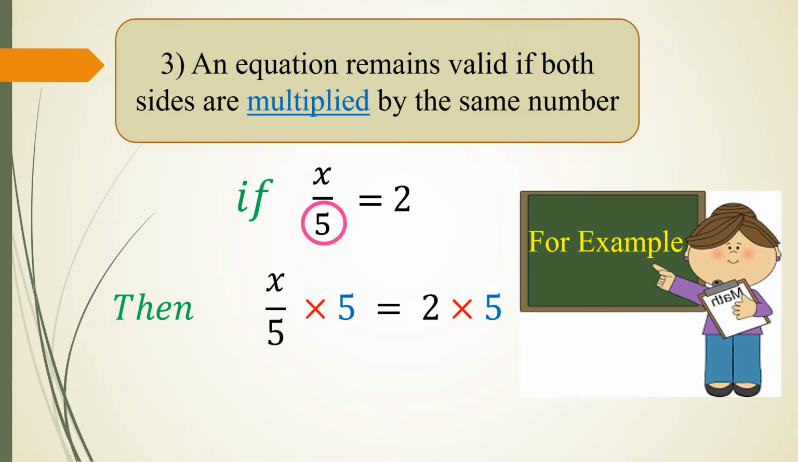So we will multiply by the same number on both sides. So x over 5 times 5 equals 2 times 5. I multiply both sides by 5. So I will cancel the 5 and 5 here, so the left hand side will be x and the right hand side will be 2 times 5 equals 10. So x equals 10.